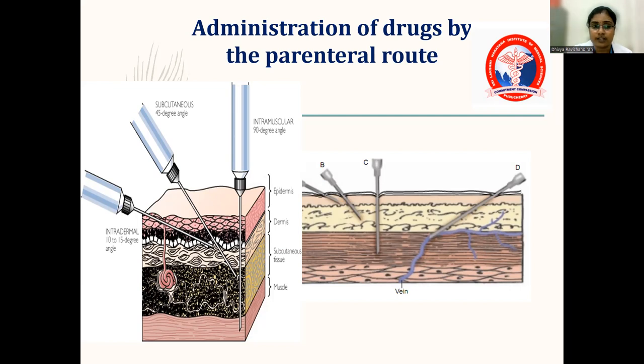parenteral route of administration. So intramuscular, as we all know, muscle is a deeper structure, so it needs a 90 degree angle for injecting any drug. Subcutaneous is the third layer, so it needs a 45 degree angle to reach that subcutaneous layer. Intradermal is just next to your epidermis, so 10 to 15 degrees is more than enough to deliver the drug in this layer.